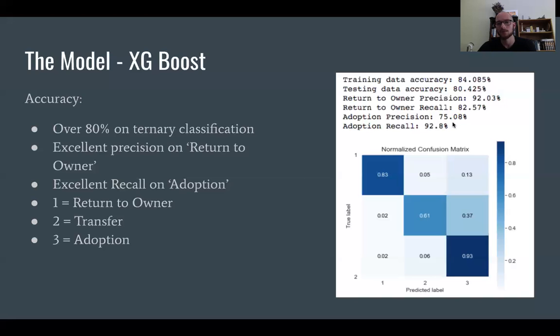The same is true for adoption precision. There were a few more false positives, which leads to a lower precision score, but recall is quite high at 93%. So this model identifies 93% of animals that are going to be adopted in the future. So overall, this was a pretty strong model. It didn't perform so well on transfers, but that's just because it predicted that most of them would be adopted, which honestly isn't such a bad thing.